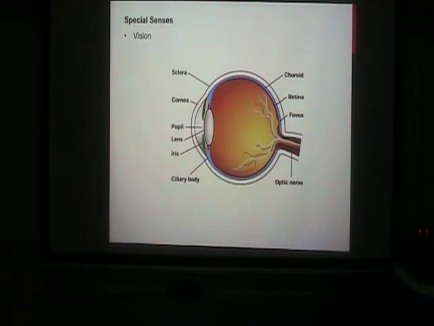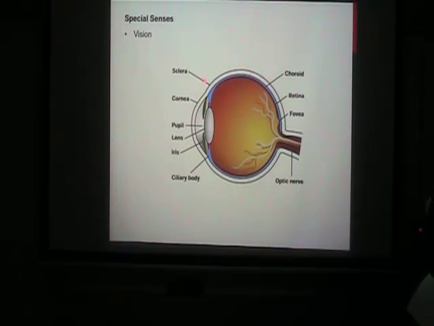Next special sense is vision. Here we have a drawing of a cross-section of an eye. The eye is divided into three layers. This outer one is also known as the fibrous layer. The middle layer is known as the vascular, or the uvea layer, and it's colored blue in this outline. And then the inner layer is known as the nervous layer. The outer layer is composed of the sclera, the white part of the eye, and then also the cornea, the clear part in the front of your eye, which is also part of the fibrous layer.